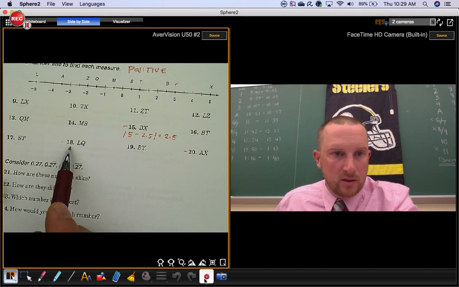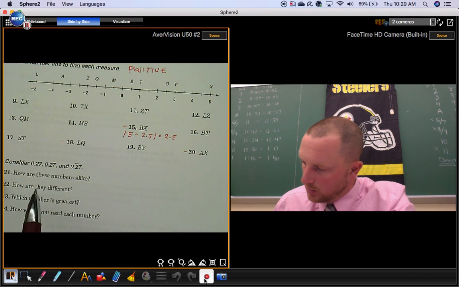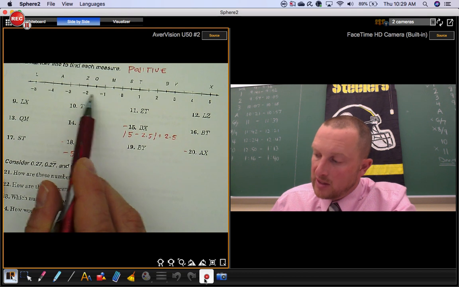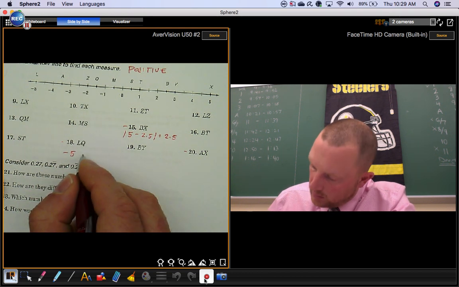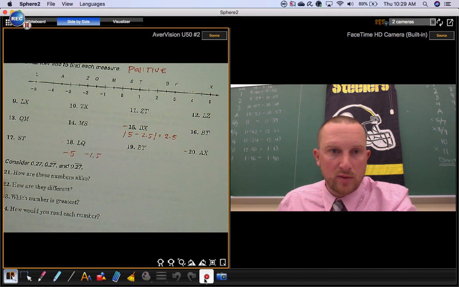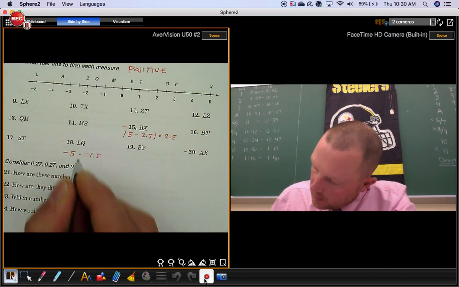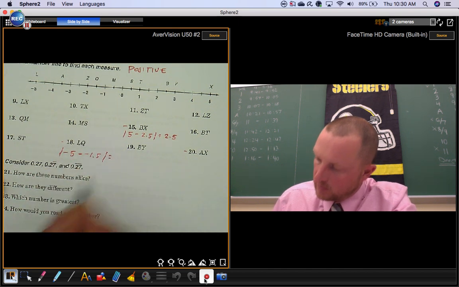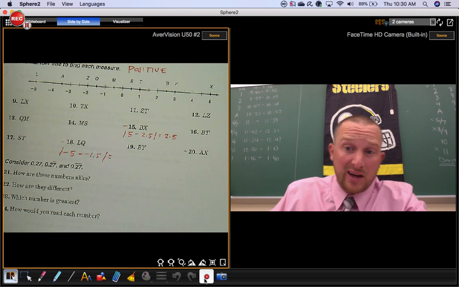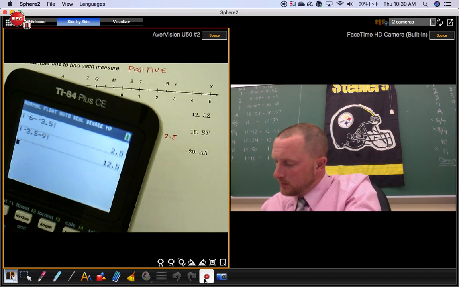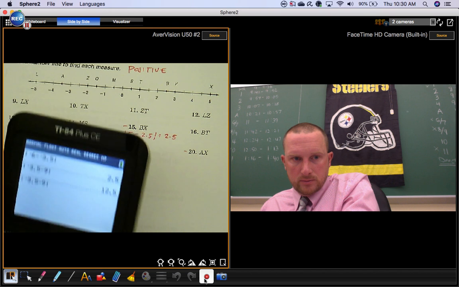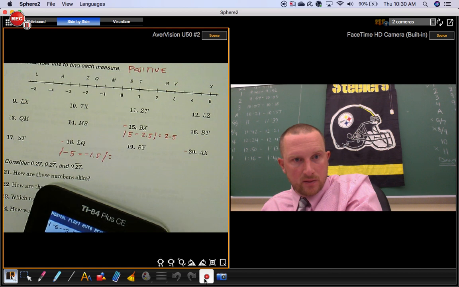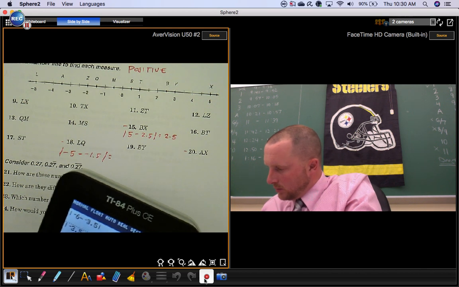Let's look at number 18, distance from point L to point Q. Point L lives at -5. Point Q lives in between -2 and -1. Be careful there. That's -1.5. You need to subtract. You're finding the difference between those two coordinates. Okay, so some of us might struggle with that. If you do, just use your calculator. I want -5 minus -1.5.